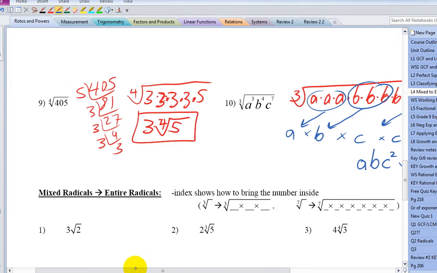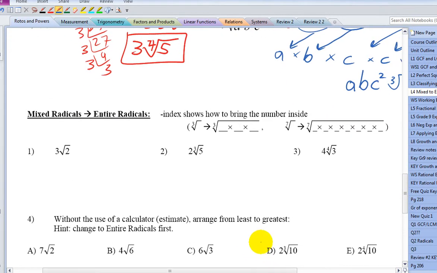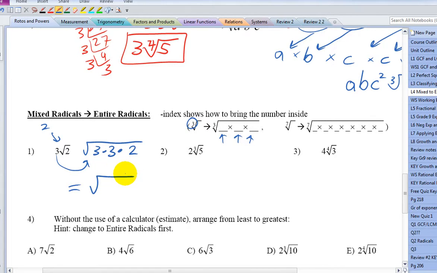Okay, so now we're going to go the other direction. The index tells you how to bring the number inside. If it's an index of 3, you must have 3 of the numbers. So here our index is a 2. How many 3s should we have? Good. So 3 times 3 times 2, and then we multiply them together. 18.